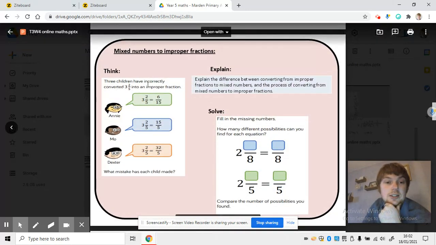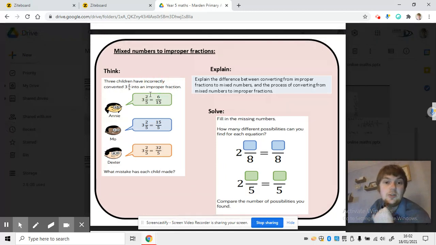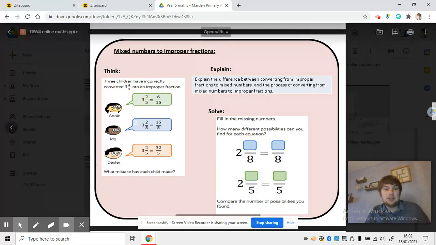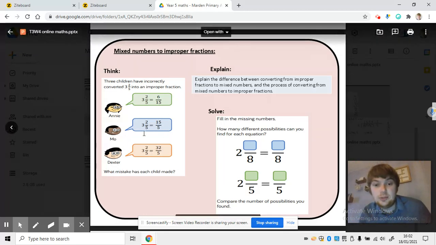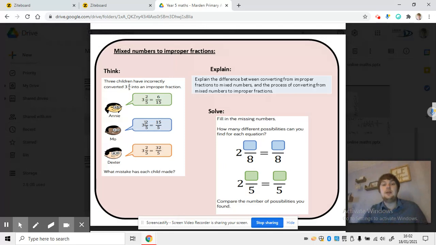So your think is 3 children have incorrectly converted 3 2/5 into an improper fraction. And you need to tell us what mistake each child has made. So they have all made a mistake. What is that mistake they have done? It'll probably help you as well to work out the actual answer so you can potentially see where they may have made an error.